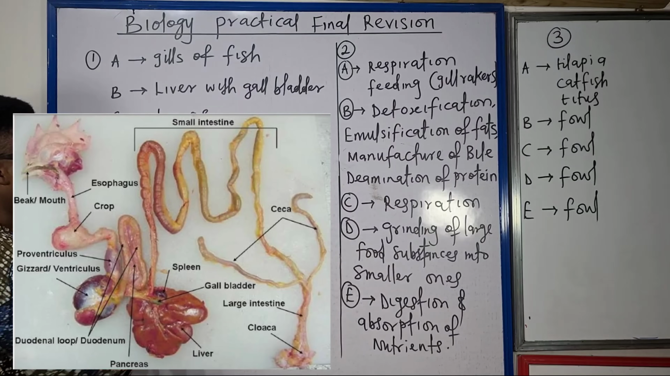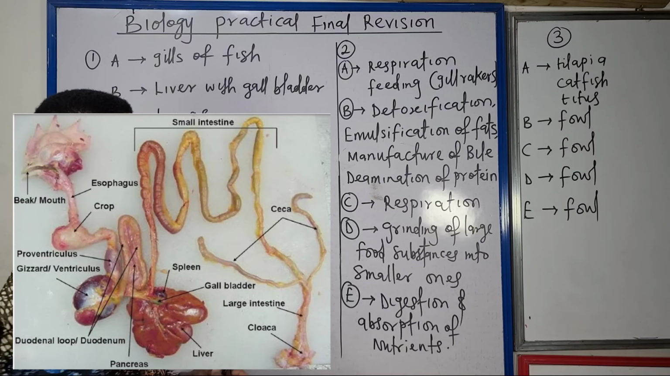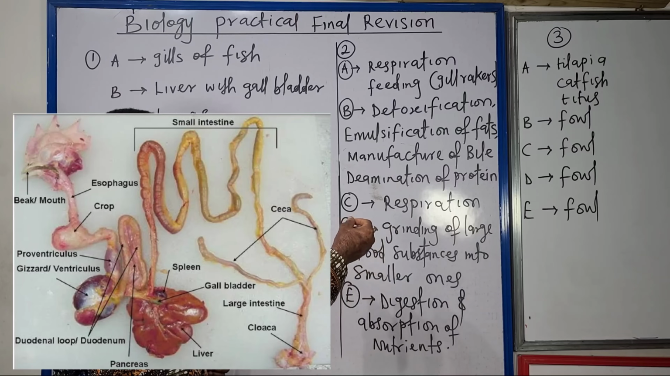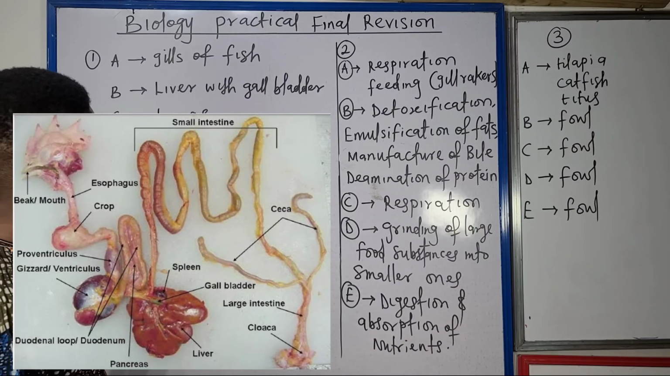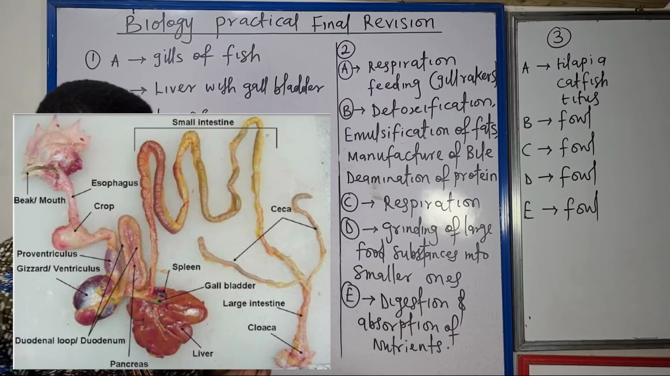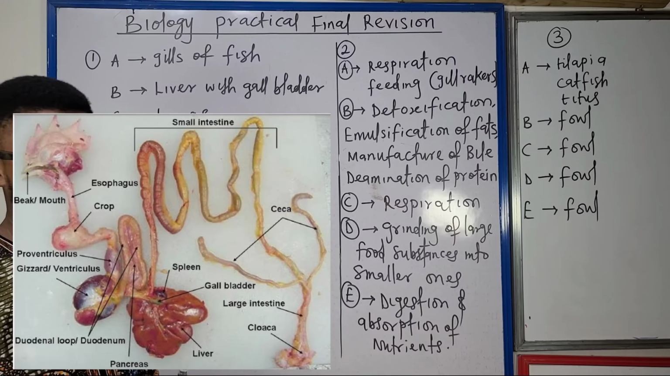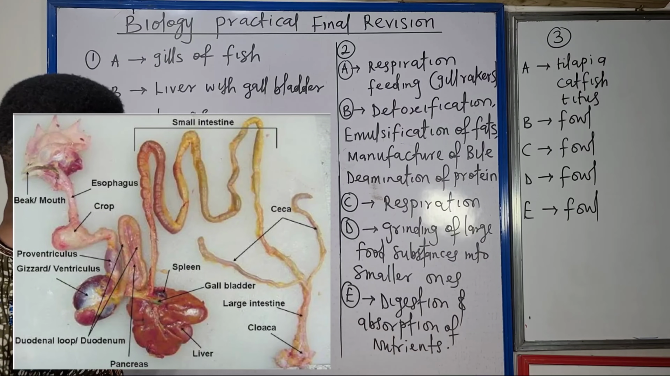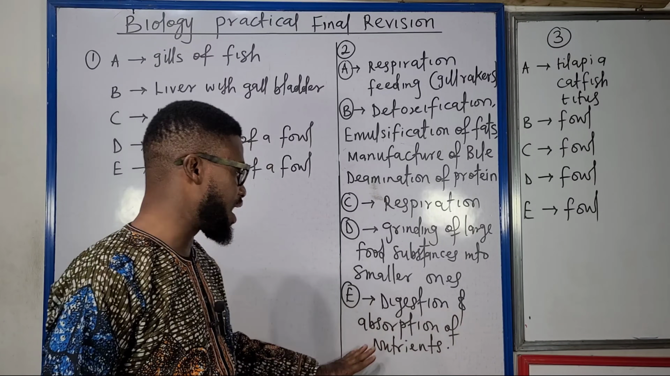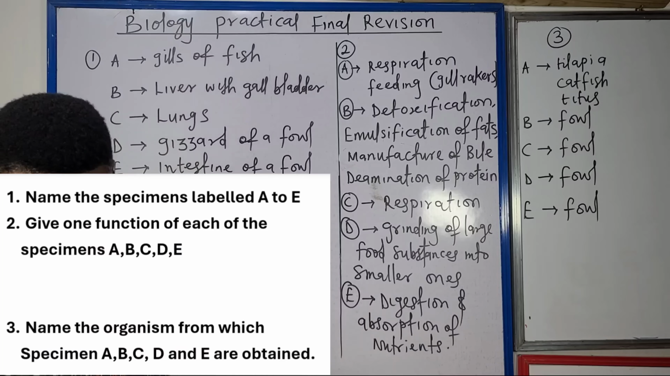And talking about the intestine of a fowl, that is where the final digestion will take place, since the large food particles had already been broken down into tiny particles in the gizzard. In the less muscular intestine, digestion will be completed, and then useful and soluble materials will be absorbed into the body fluid via capillaries. That's the intestine. It is for digestion and absorption of nutrients. So that ends question 2.